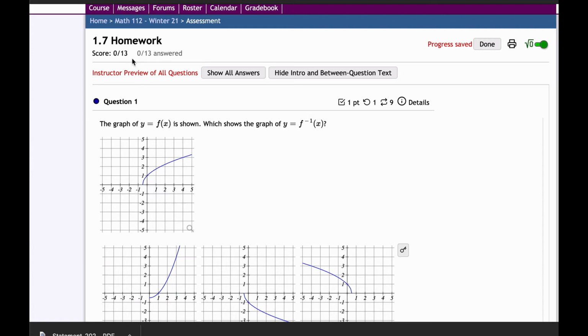All right, here's the first homework assignment of the term. It's 1.7, dealing with inverse functions. What I want to do in this video is relatively quickly flip through each of the problems. There's 13 in this assignment, and just talk about each one.